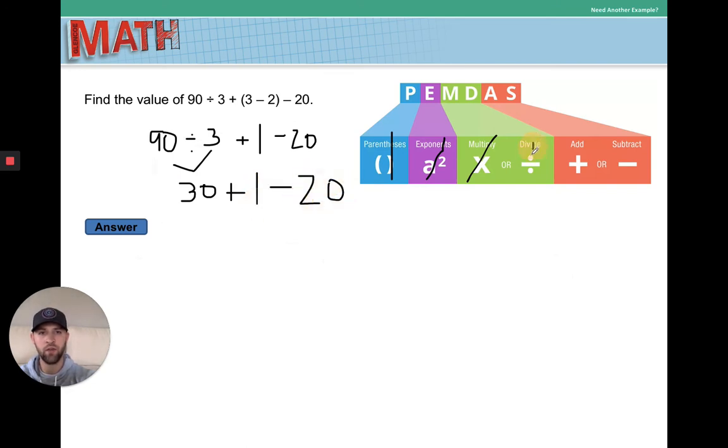Okay, I took care of my division. So now I'm going to ask myself, do I have any addition or subtraction? Well, yeah, I have both. Remember, if you have both addition and subtraction, whatever one you read first, that's the one you do first. 30 plus 1 minus 20. 30 plus 1 is the one I read first. I should get 31. And when I subtract 20, I should get 11 for my answer.